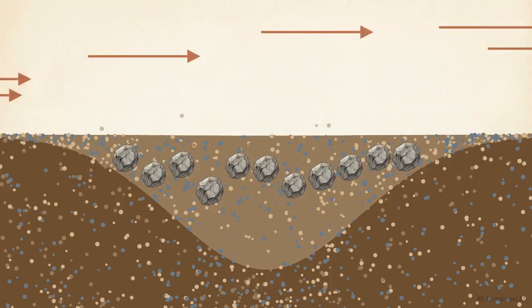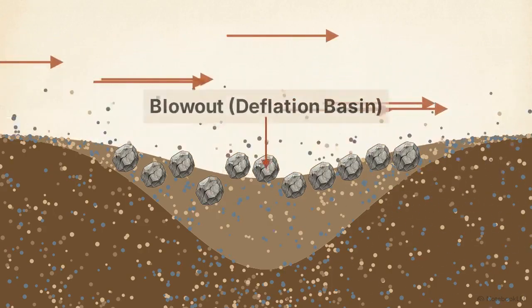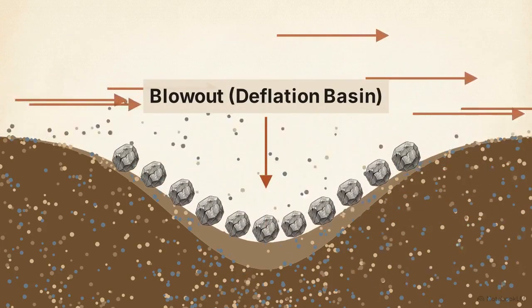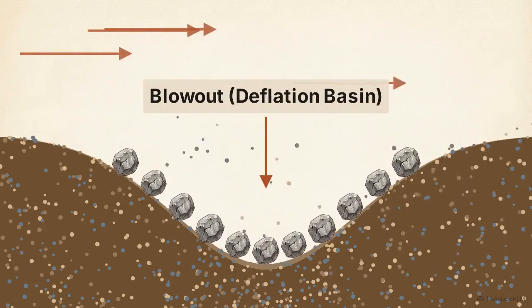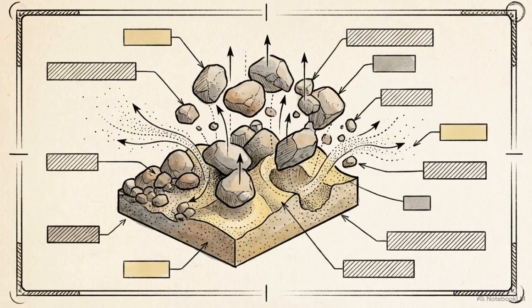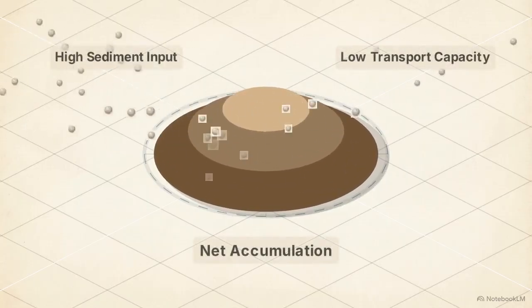Localized deflation continuously excavates fine particles to create massive land depressions known as blowouts. The removal of fine sand leaves behind an interlocking sheet-like surface of angular rock called desert pavement. Aeolian erosion operates by quietly and systematically vacuuming away all the microscopic mortar that holds the ground together. Landforms grow whenever sediment enters an area faster than the wind can carry it away.